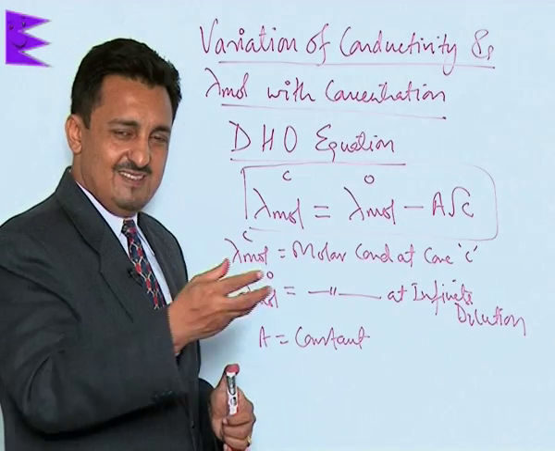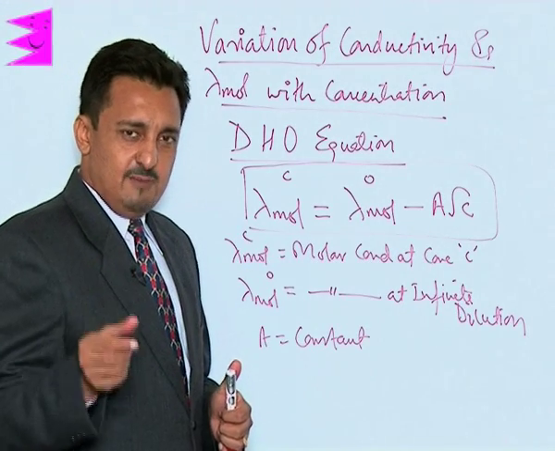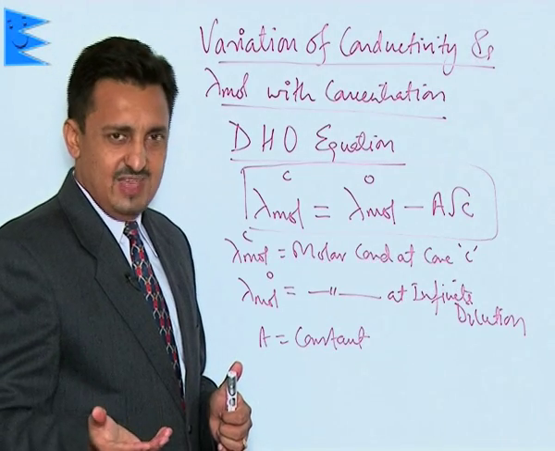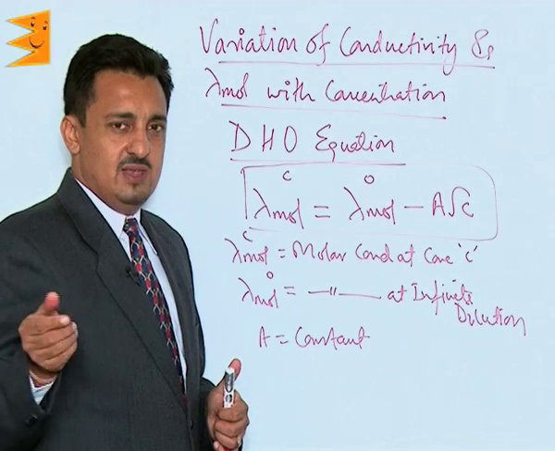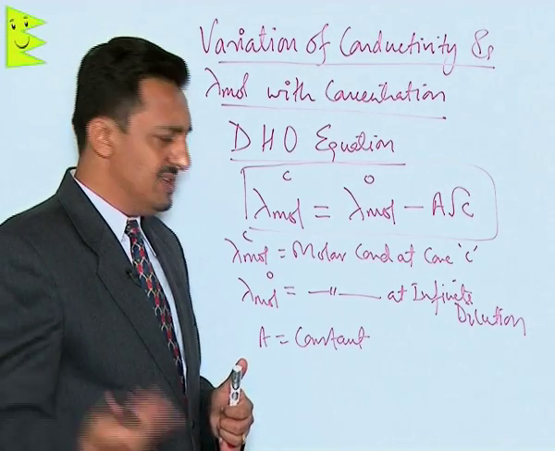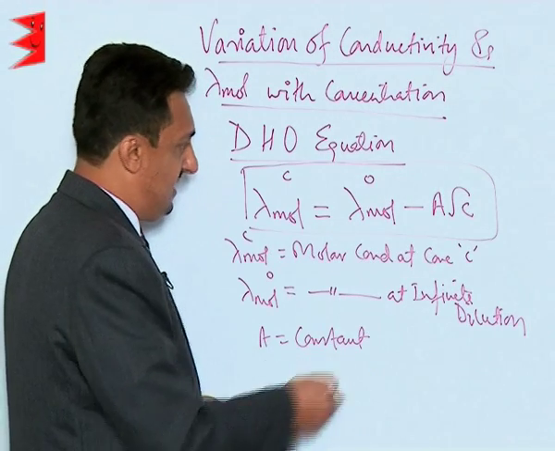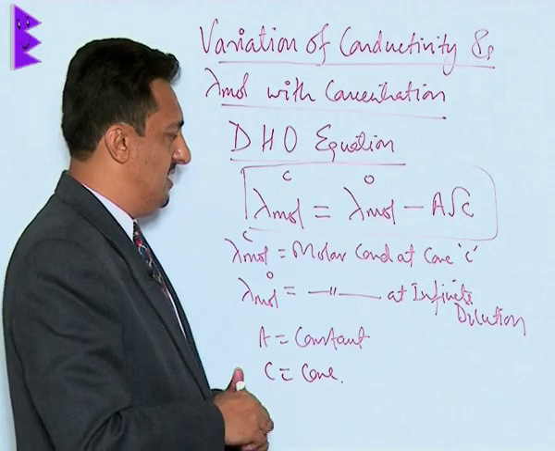Like if we have NaCl, KCl, these are called 1,1 type of salts because they have charges of +1, -1, and they will have the same value of A. Salts like MgCl2 will have charges 2,1. They are called 2,1 type of salts because they have 2+ and -1 charges. So A is a constant which depends on the nature of the electrolyte, and C is of course our concentration. So this is the equation.